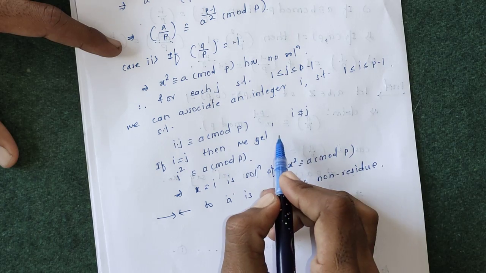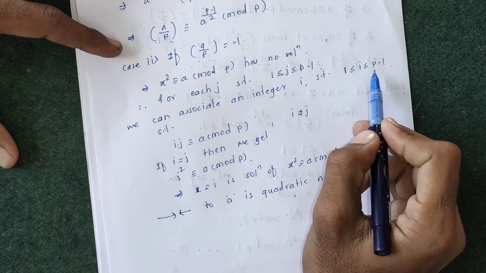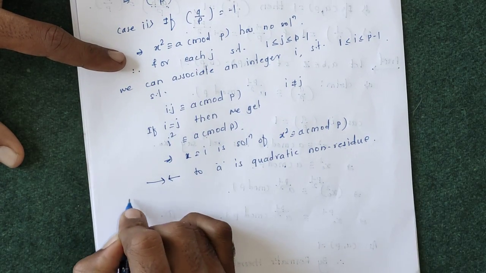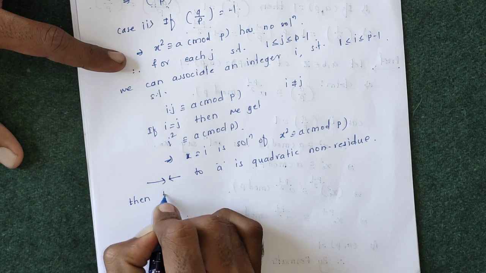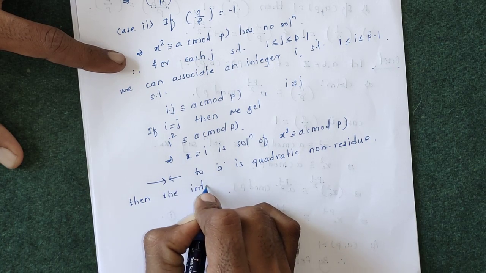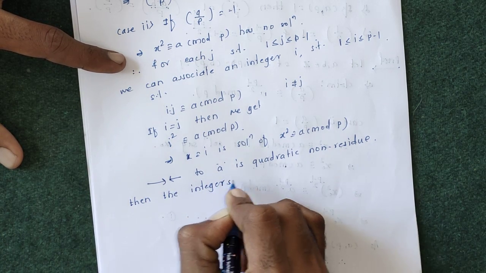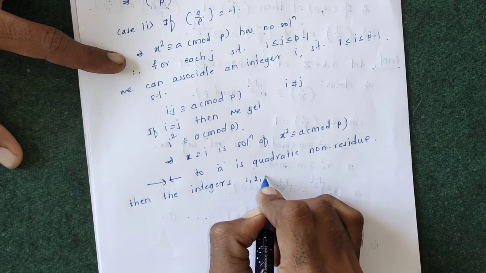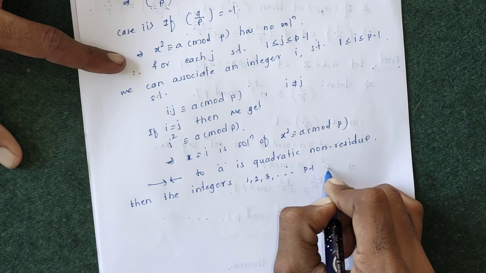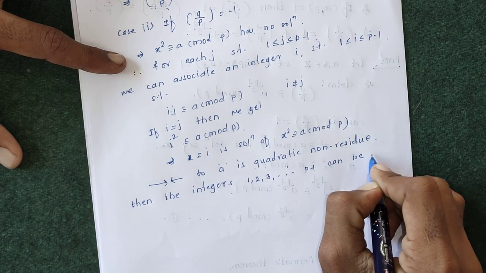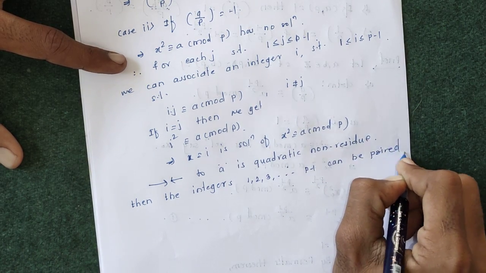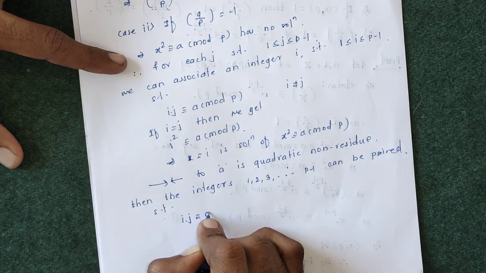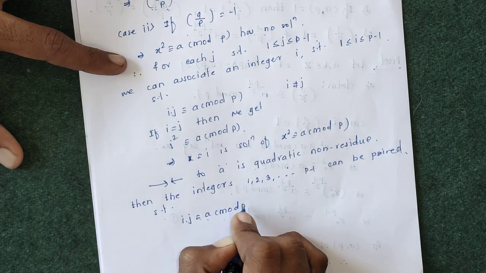So the integers 1 up to p minus 1 can be paired, that is, in the form of i and j. Then the integers i and j, varying from 1, 2, 3 up to p minus 1, can be paired such that i into j is congruent to a modulo p.